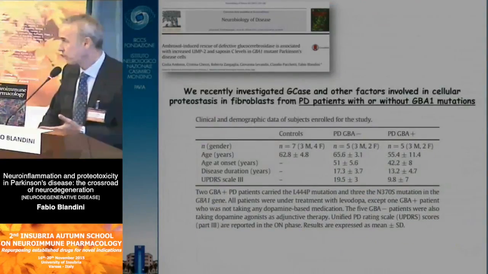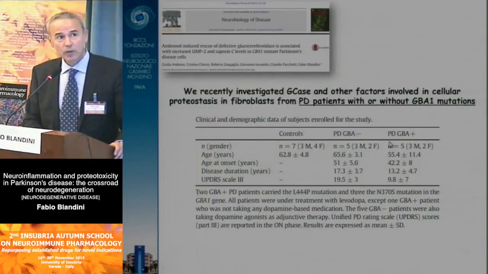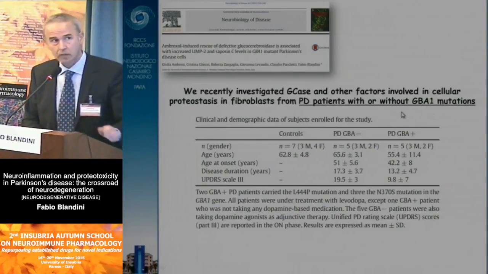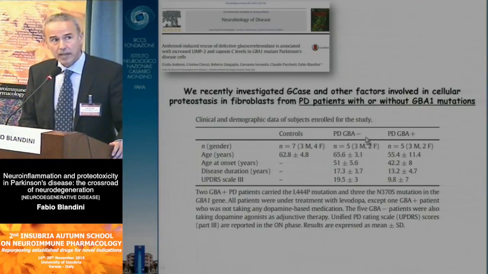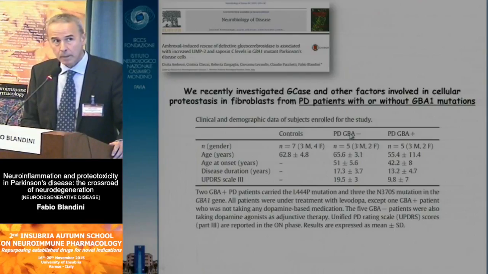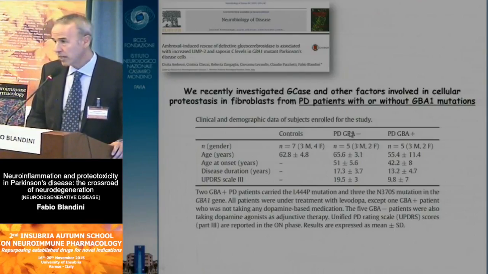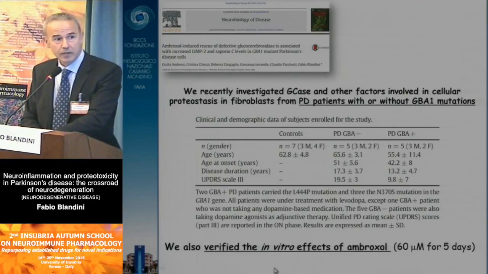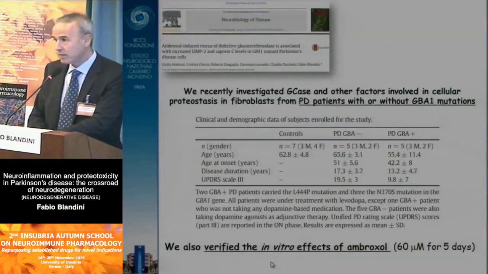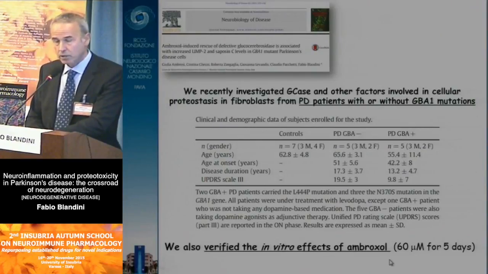And we got curious, of course. And so we basically investigated GCase and other factors involved in proteostasis in the fibroblasts of PD patients with or without mutations in the GBA gene. And we also verified the in vitro effects of ambroxol using the same protocol that Schapira had used, so 60 micromolar for 5 days.